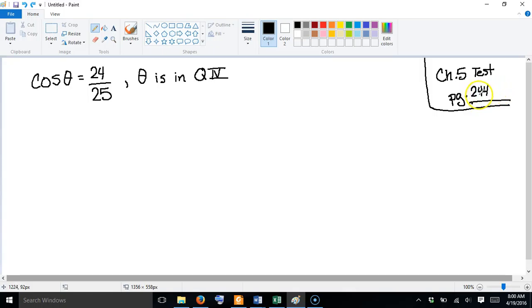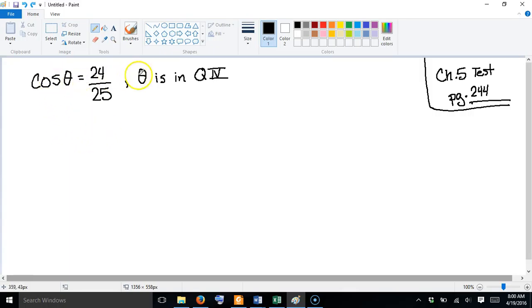This type of problem is what we've been doing since the beginning of Trig, but in this chapter we're asked to use the identities that we have learned about to find the other 5 trig functions, if given cosine theta is equal to 24 over 25. This is how the problem is stated, but you will be given something different here. I'm not giving exact problems that are on the test, unfortunately, for y'all. But let's go ahead and get started on this one.